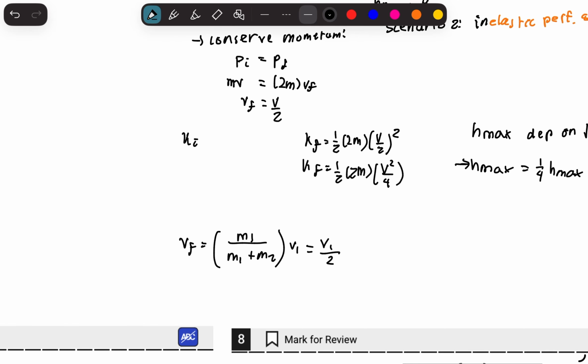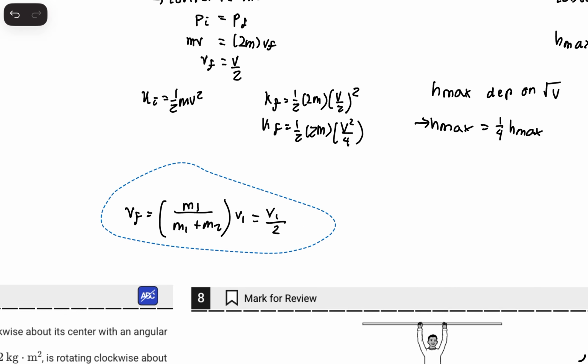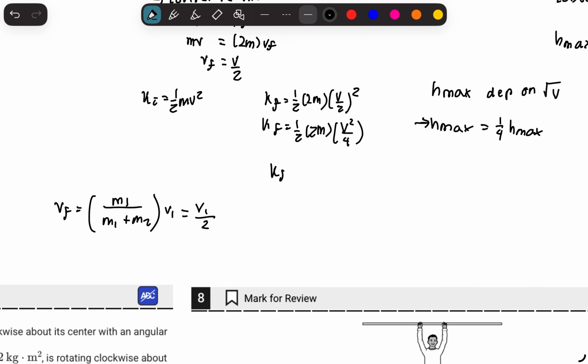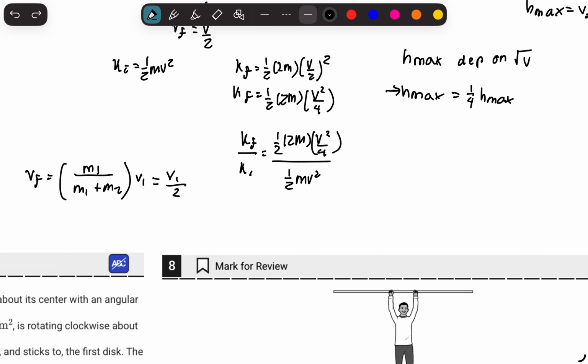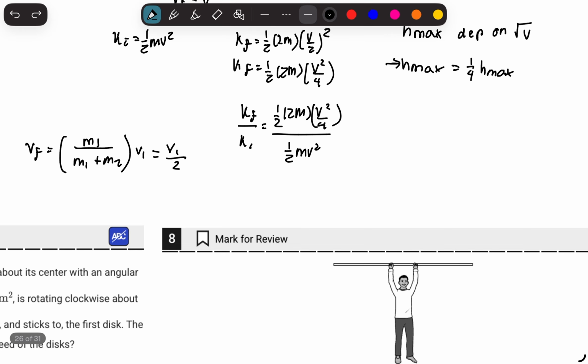But our K initial was equal to 1/2 mv squared. So if you see what the difference is between these two, if you have Kf over K initial, that's equal to 1/2 2m times v squared over 4, divided by 1/2 mv squared. So if we cancel out our stuff, we see that 1/2 of the energy is lost in the inelastic collision. Half of the energy is lost in your inelastic collision.